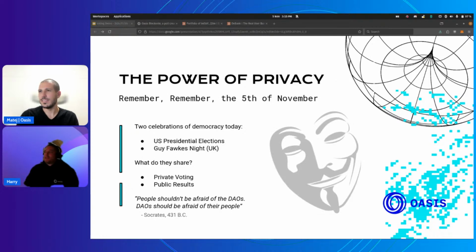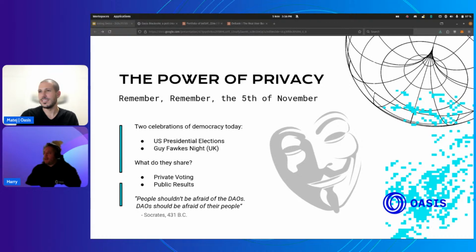But yeah, as you said, Matej, it's a fascinating day to talk about privacy and voting, as we've got two rather different celebrations of democracy happening at the moment. So in the US today, millions are casting their votes in private booths for the presidential election. But meanwhile, in the UK, we're celebrating Guy Fawkes Night, which commemorates a rather extreme case of disagreement with government decisions. So what is interesting, though, is both highlight something fundamental about democracy, the power of private actions with public consequences.